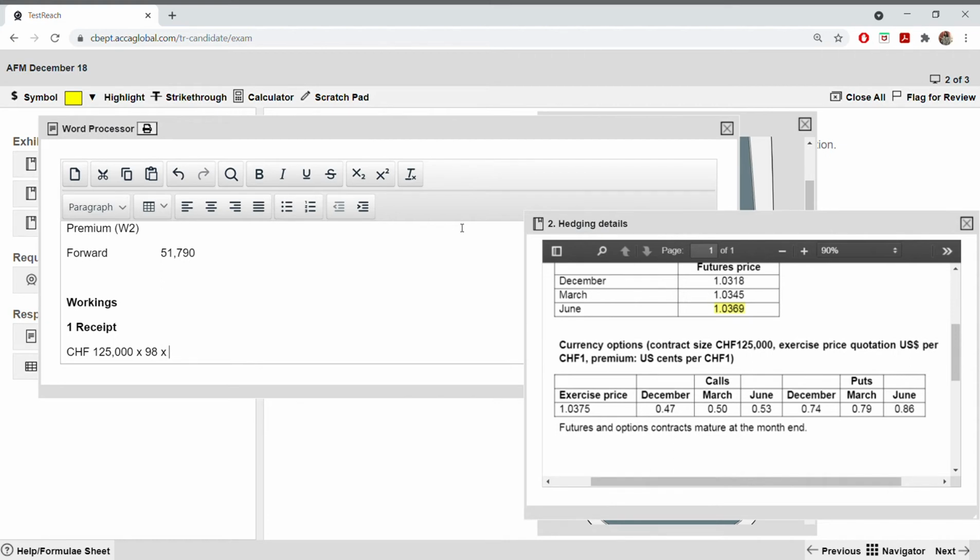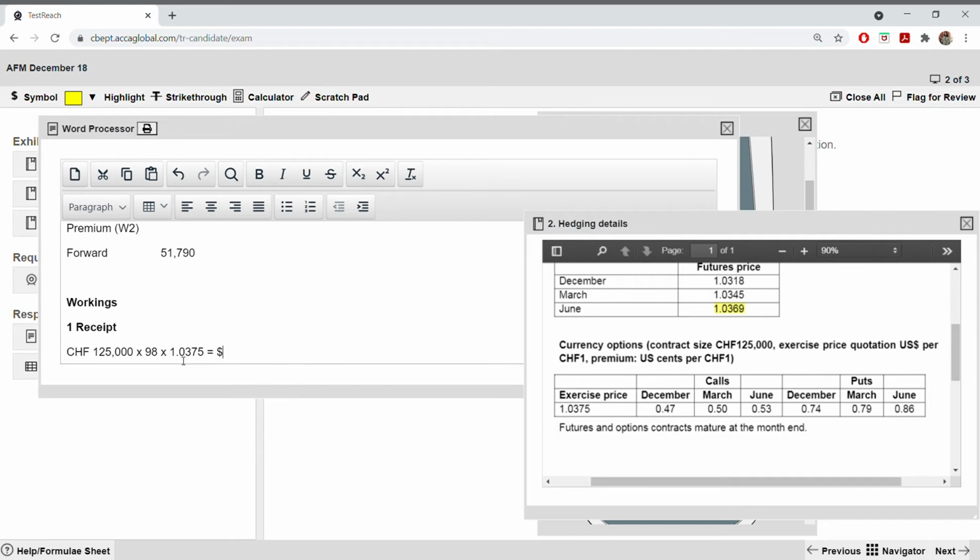Swiss franc 125,000 into 98. Now when you want to convert into dollar, what are you using? Exercise price. Exactly, exercise price, 1.0375. Just see the exercise price. No spot, no future. It is your exercise price, because we are assuming options are exercised. When we are assuming options are exercised only, we use the exercise price, equal to, right? So it will be dollar.